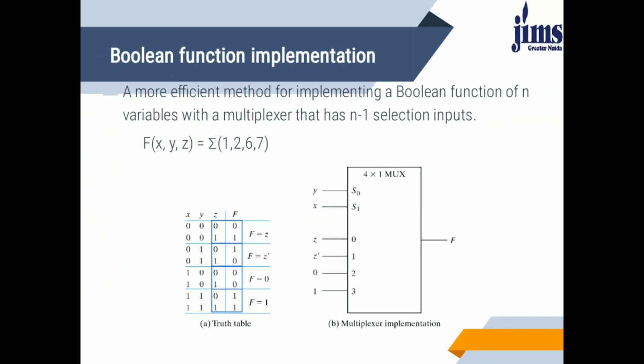Now, Boolean function implementation is a more efficient method for implementing a function of n variables with a multiplexer that has n minus 1 selection inputs. In this, first we make an implementation table. In that implementation table, we will choose the output F for which it is equal to 0 or 1 or Z or Z bar, and according to that we will select the input lines. We will give the input.